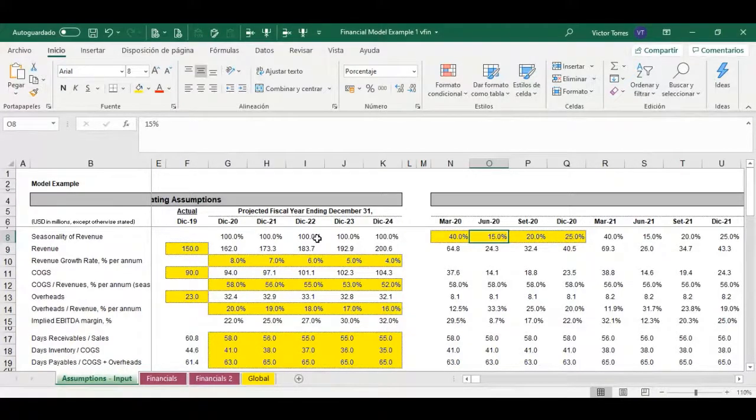You can also do the other way around, right? That will depend on how much information you have available. It's obviously better to develop everything from a quarterly perspective and then move it back to an annual perspective. We're going to do that in a bit.